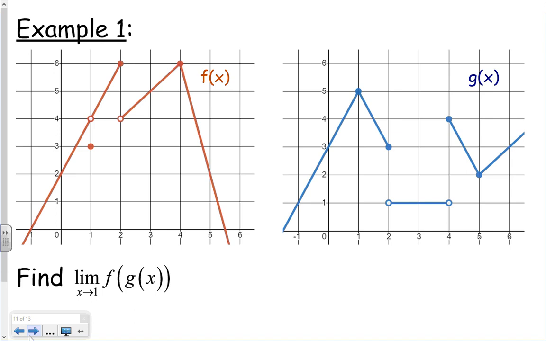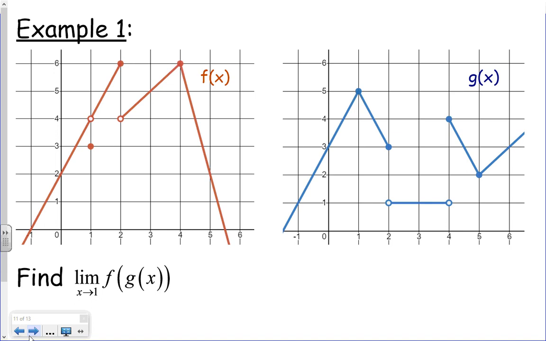Start with example 1. For all three of these examples, we're going to use these exact same graphs here. Function f and function g will be the same. But we're going to change the value of x we're going to approach here. In fact, we're going to do the same composition for these three examples. f of g of x will be the composition that we're working with.